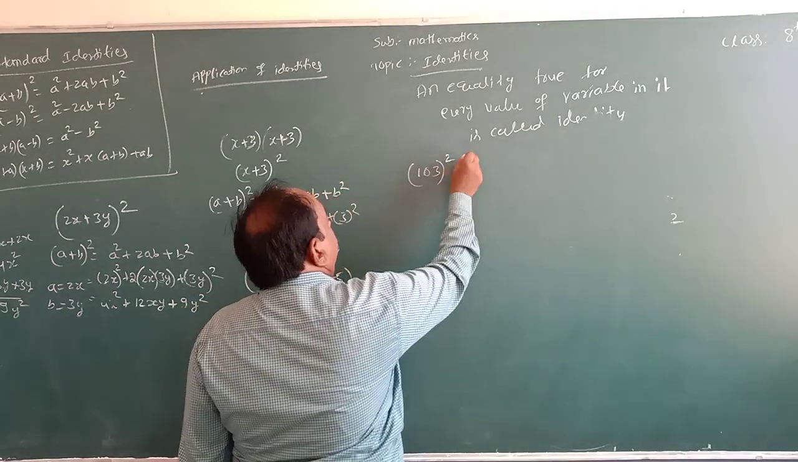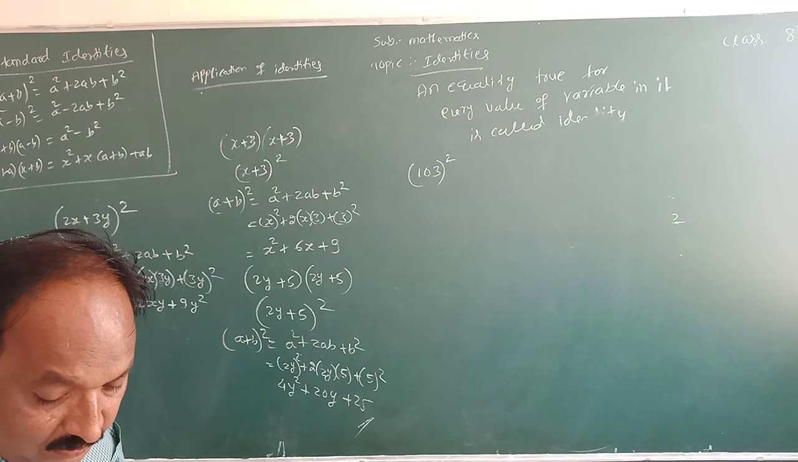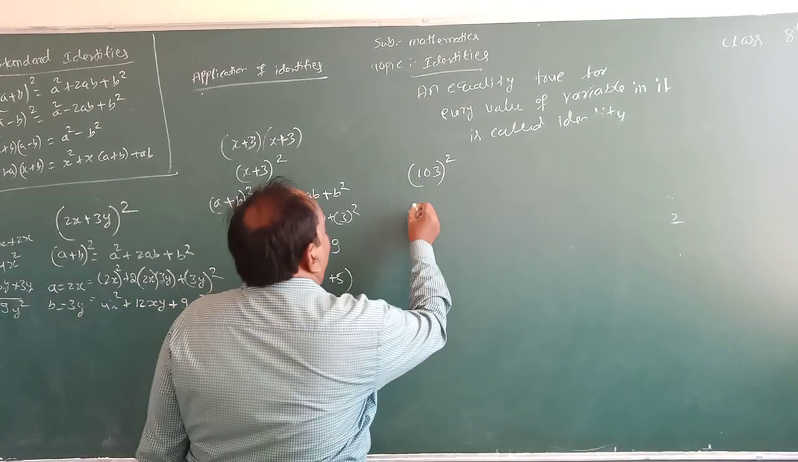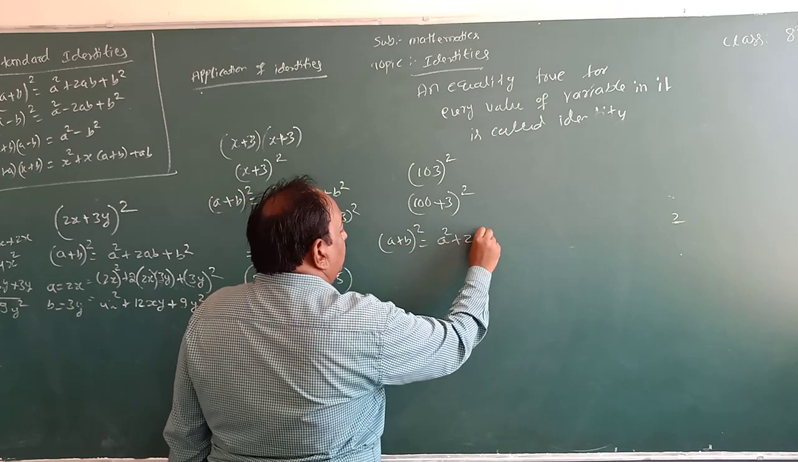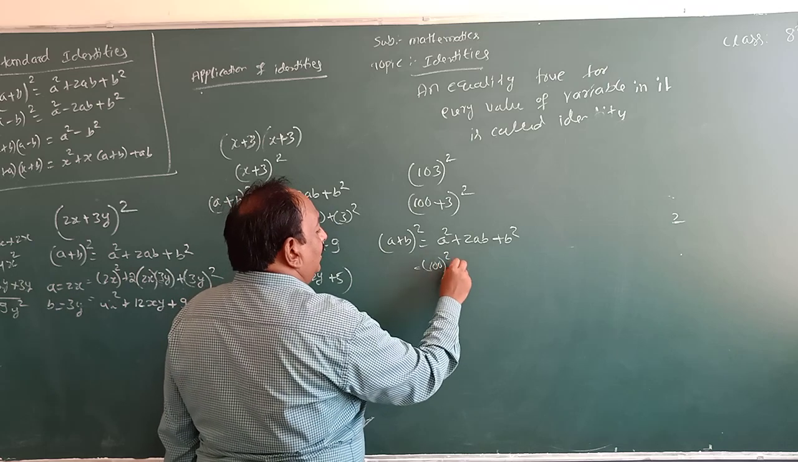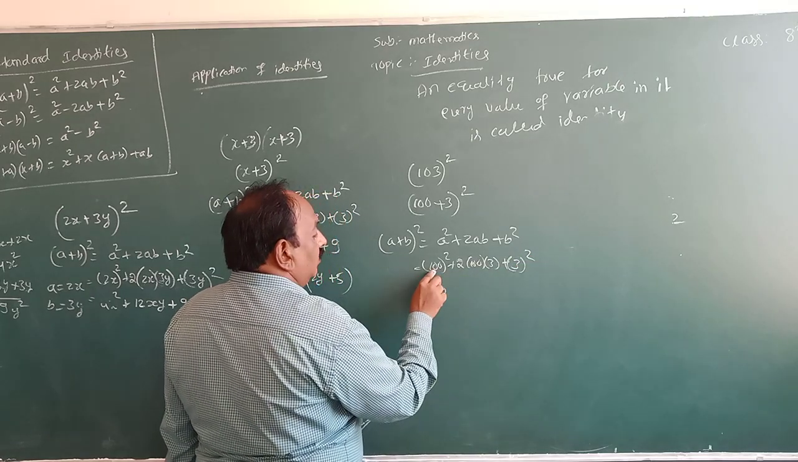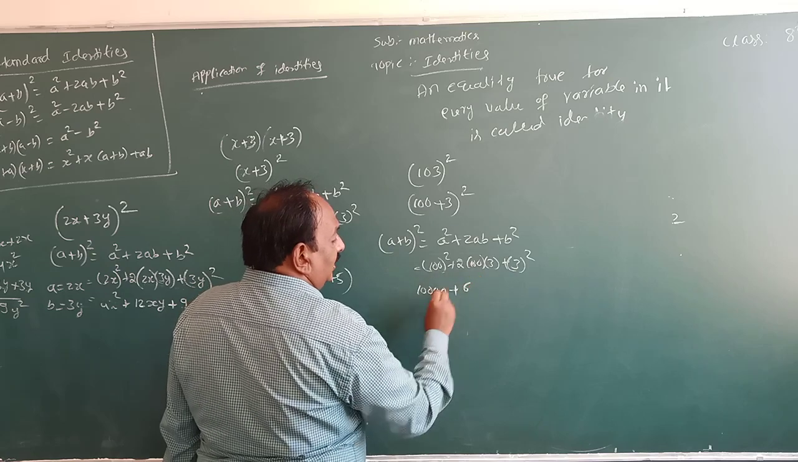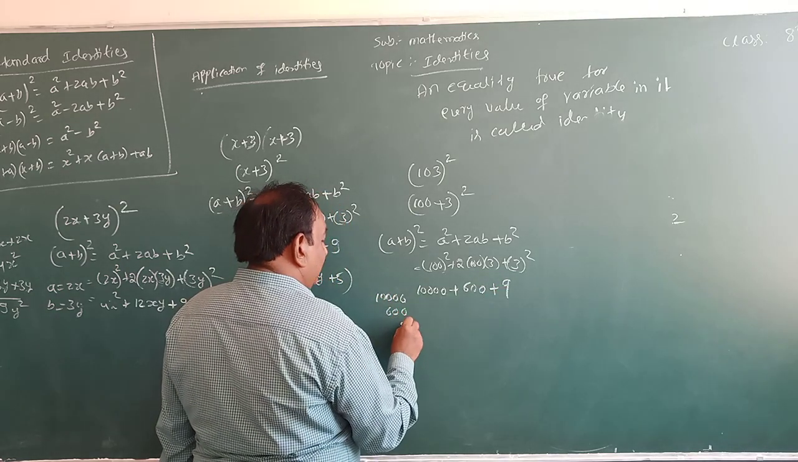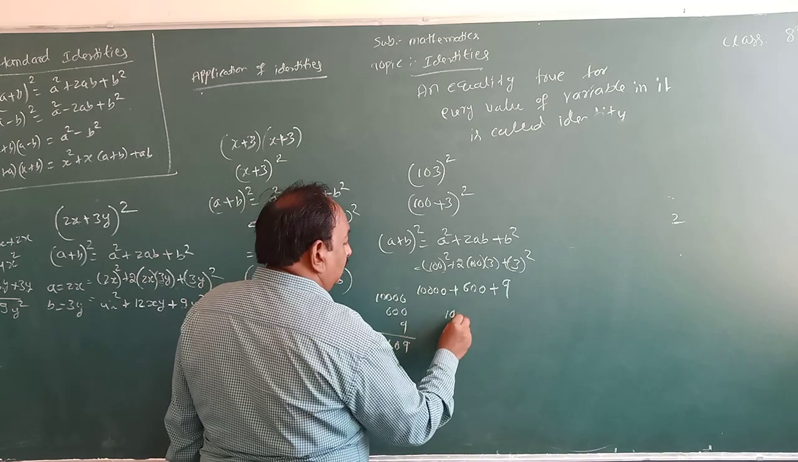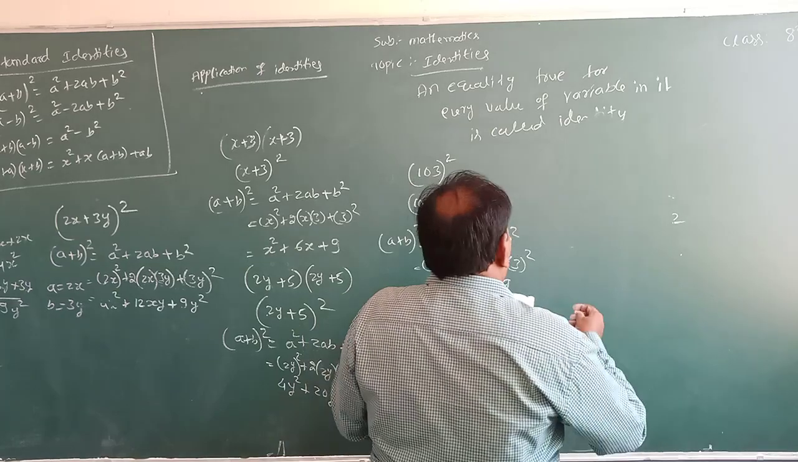Next we apply it to 103 whole square. Without multiplying directly, by using the identity we are going to calculate 103 whole square. (100 + 3) whole square, (a + b) whole square, a square plus 2ab plus b square. a is 100 square, plus 2 into 100 into 3, plus 3 square. 100 hundreds are 10,000, plus 600, plus 3 3s are 9. The answer is 10,609.